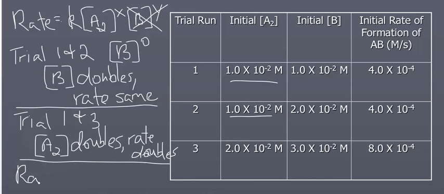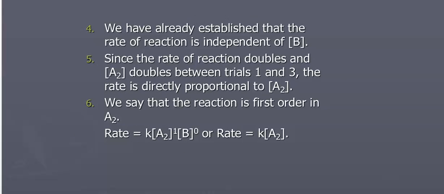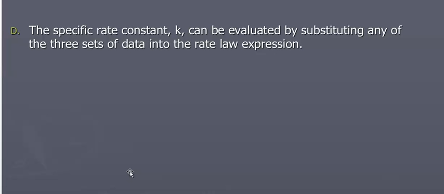So here's my rate law. Rate is equal to K times the concentration of A2 raised to the first power. That is my rate law based on the data that I'm given. So here's an explanation that I just kind of went through. There's also a mathematical way, which I will show you in class if you prefer to do the mathematical way. So now we know our rate law.